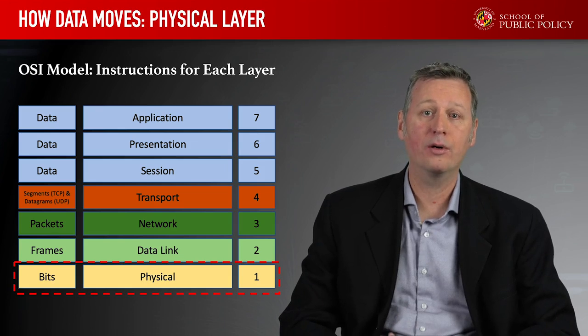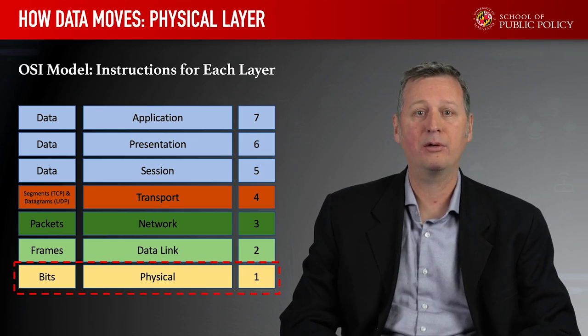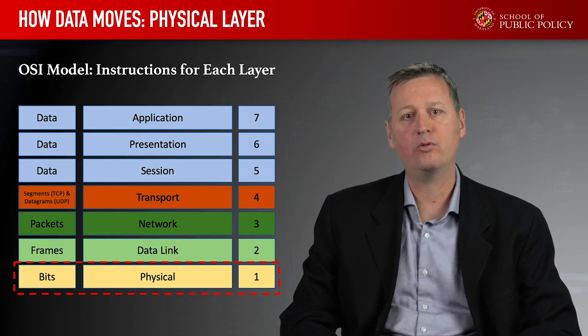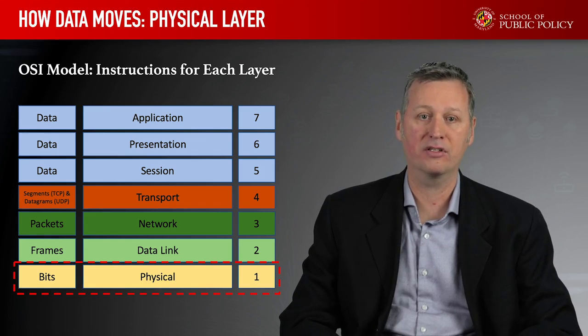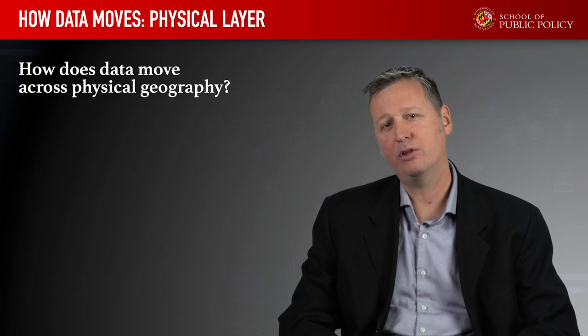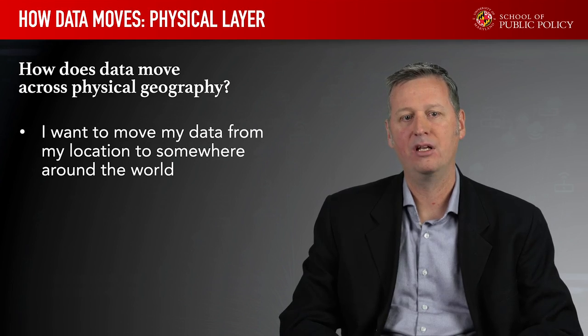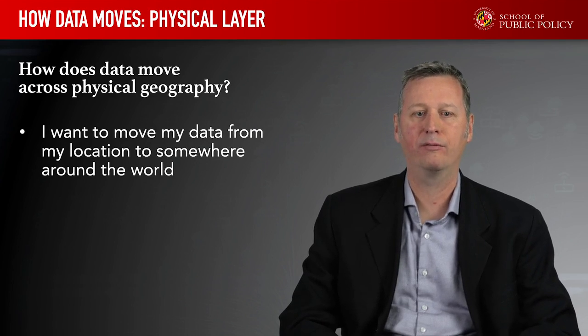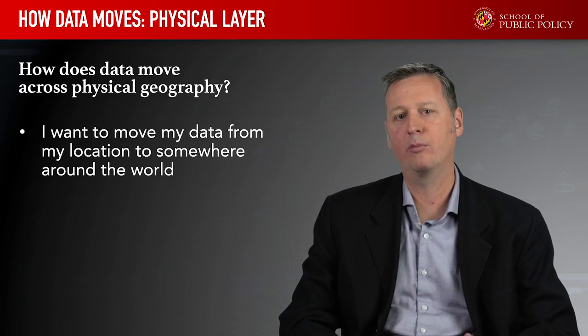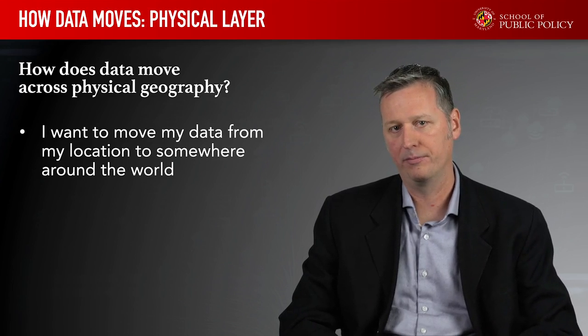Going back to our OSI data layer model, we're now at the bottom of the stack, at the physical layer. And this is where we actually translate the logical into the physical. Specifically, how do we move that data across physical geography? So I want to move my data from my location to somewhere else around the world.